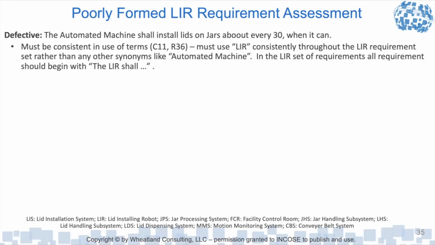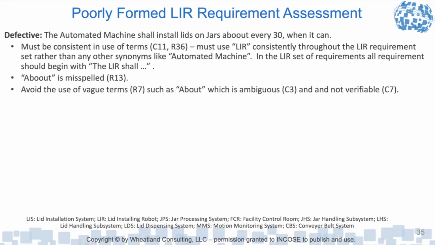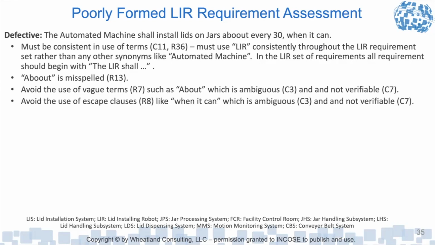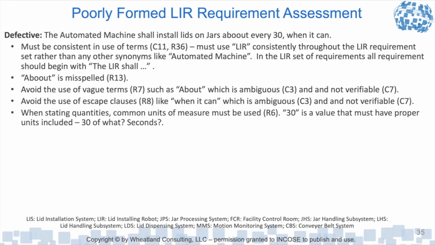The automated machine shall install lids on jars about every 30 when it can. So when we're writing requirements, we must be consistent and use the terms. In this case, we're writing requirements on the LIR. So we need to use LIR consistently throughout the LIR requirement set rather than any synonyms like automated machine. In the LIR set of requirements, all requirements should begin with the LIR shall. About is misspelled. Avoid the use of vague terms such as about, which is ambiguous and not verifiable. Avoid the use of escape clauses like when it can, which is ambiguous and not verifiable.